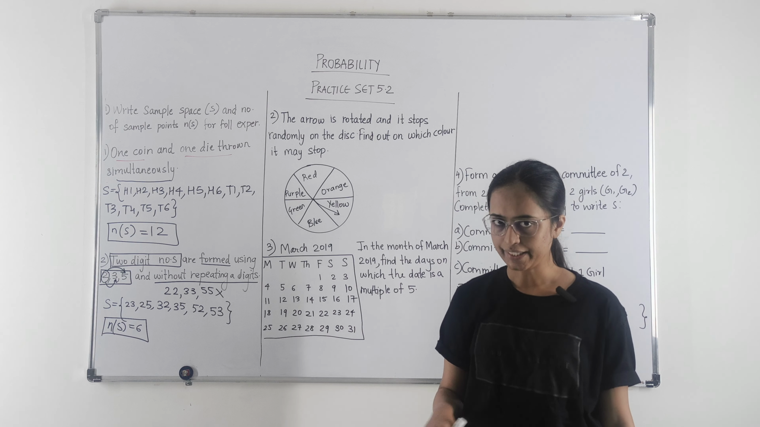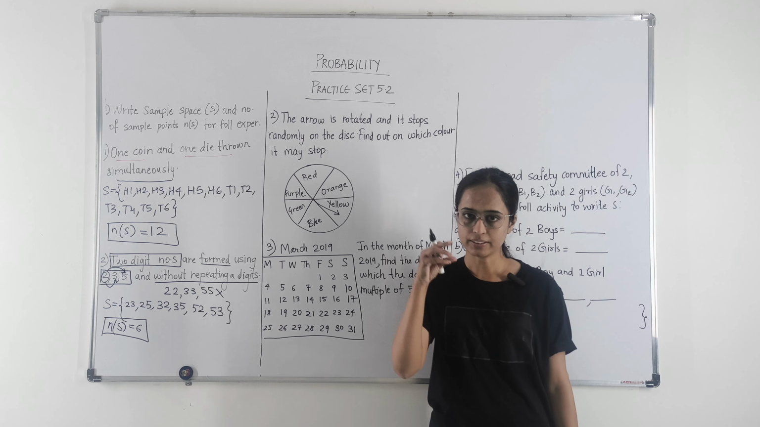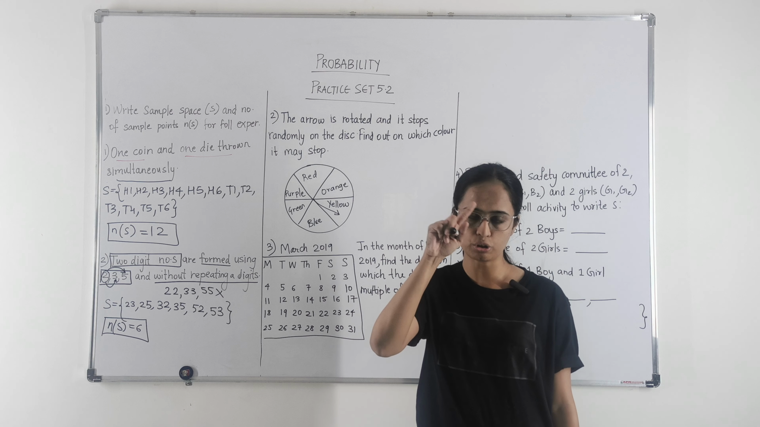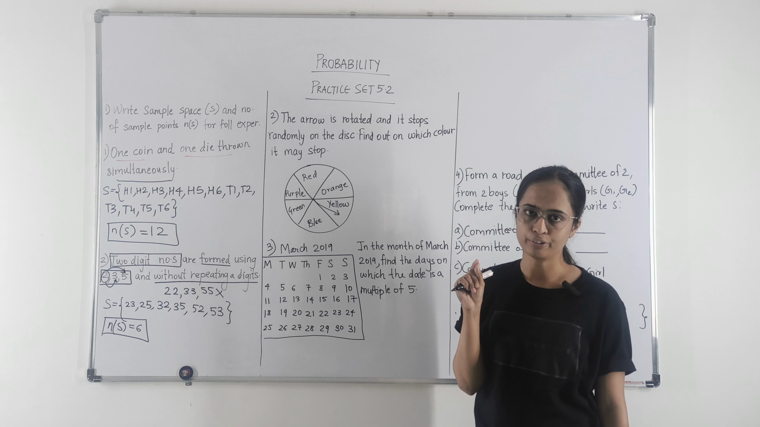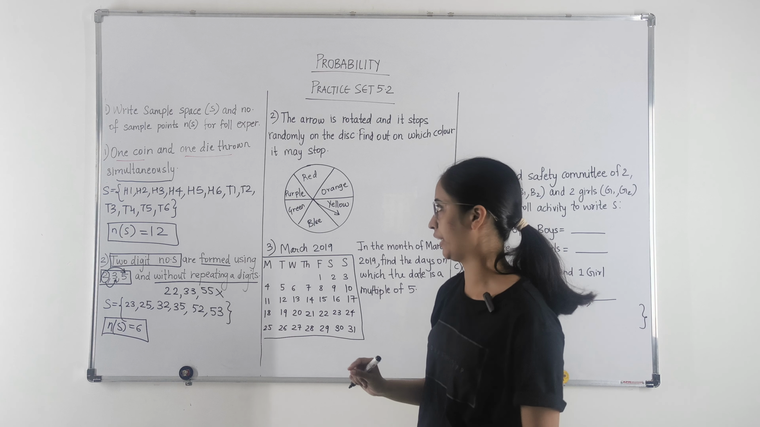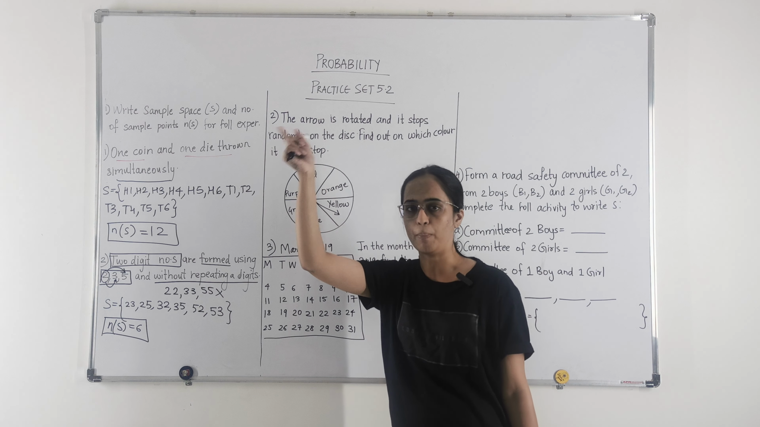उन्होंने बोला कि एक disk है, it is divided into different colors and an arrow is there which is fixed at the center of this disk. It is rotating, it's a rotating arrow. Randomly they are going to rotate it and the arrow is going to stop at a particular color. किसी एक color पे जाके वो रुकेगी. The question here is find out on which color it may stop.